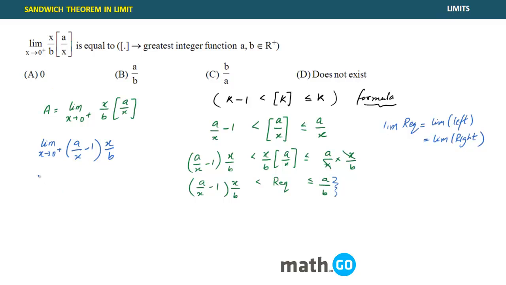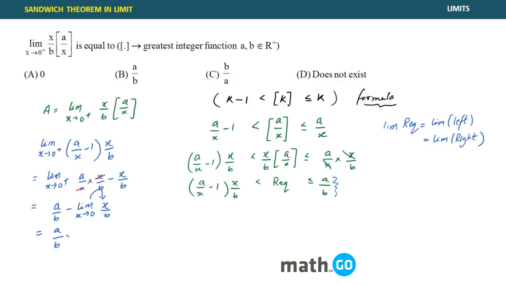Okay, so how do we solve this particular step? Very simple, just multiply the brackets. If we multiply the brackets, what you will get is a by x into x by b minus x by b. The first step is that we will cancel the x part. So this will become a by b minus the limit as x approaches 0 of x by b, and obviously you can put the straight value 0 over here. So this reduces to a by b.